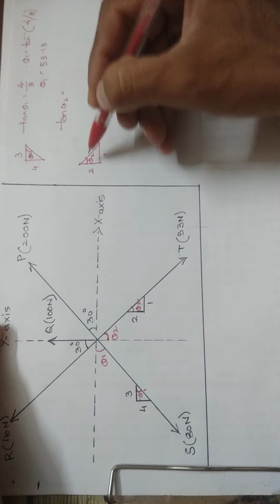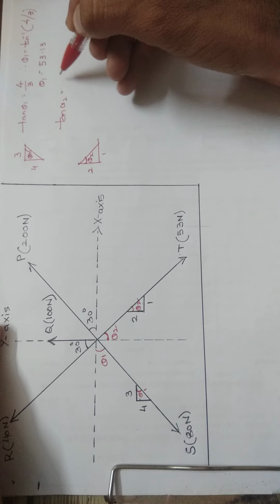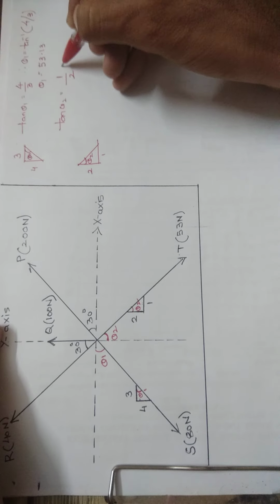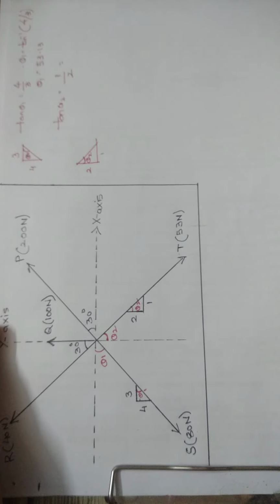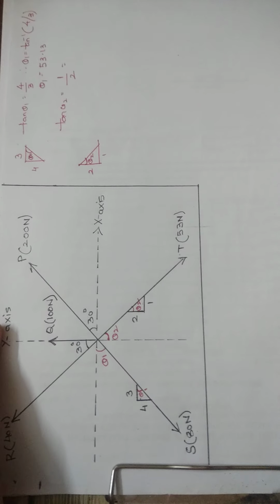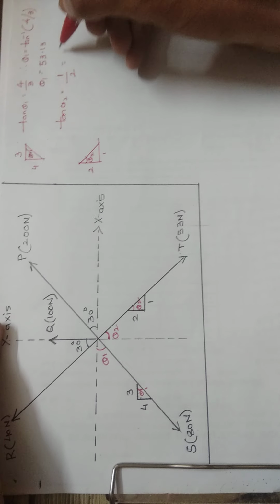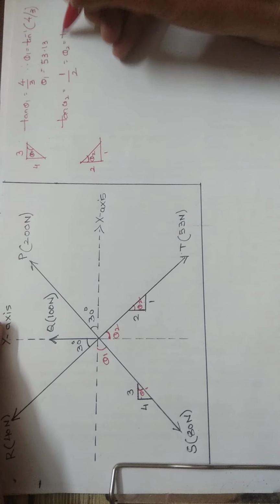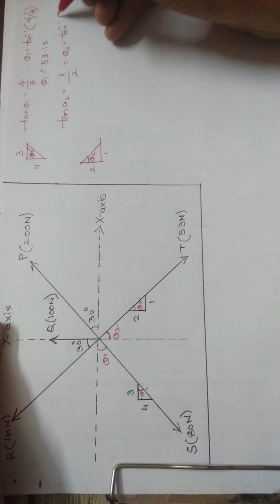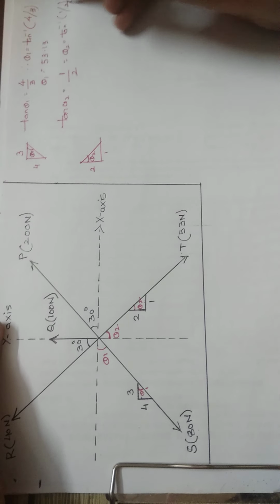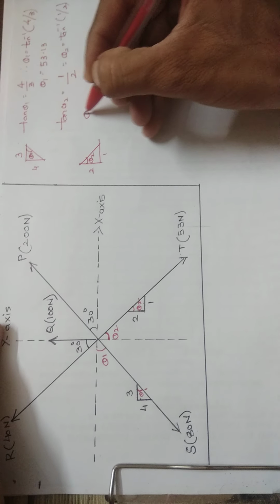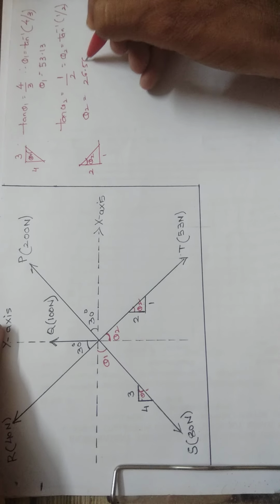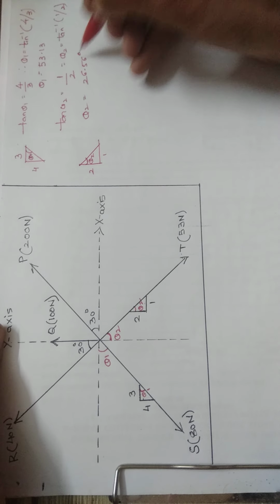How do we find tan of theta 2? Opposite upon adjacent. The opposite in this case is 1 and the adjacent is 2. So 1 upon 2 comes to be tan of theta 2. So theta 2 is equal to tan inverse of 1 by 2, which is 26.56 degrees.